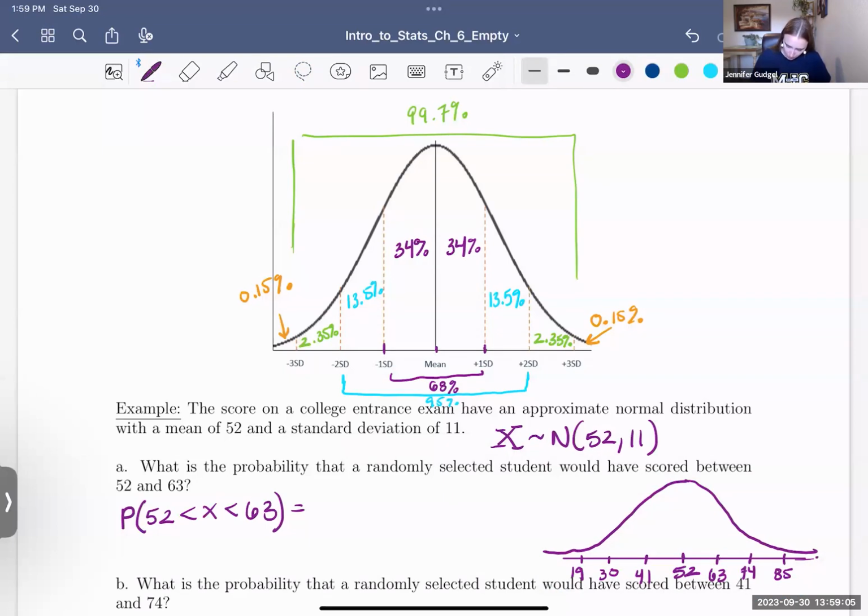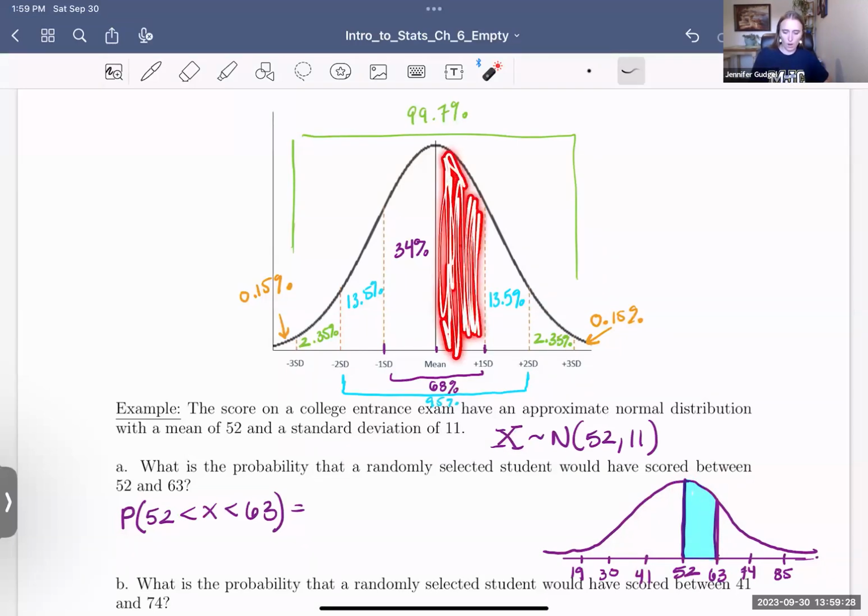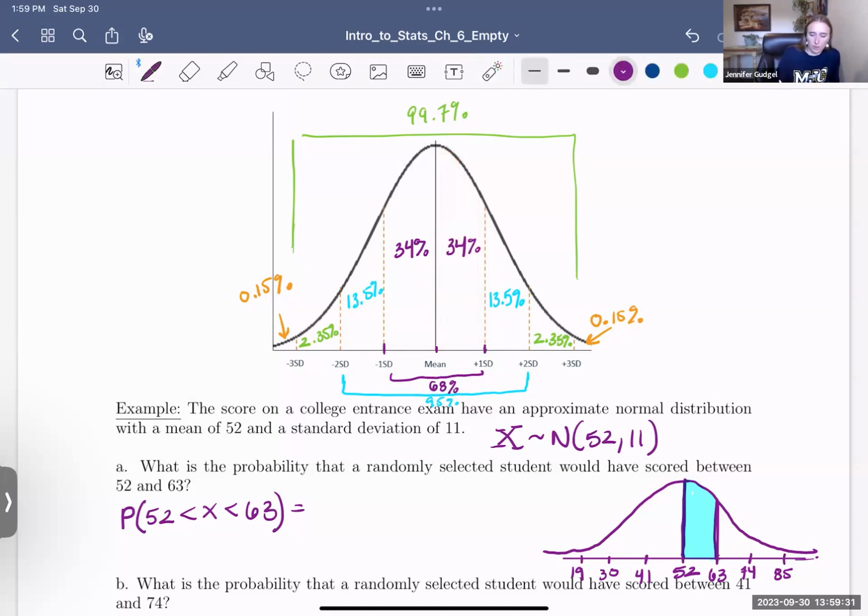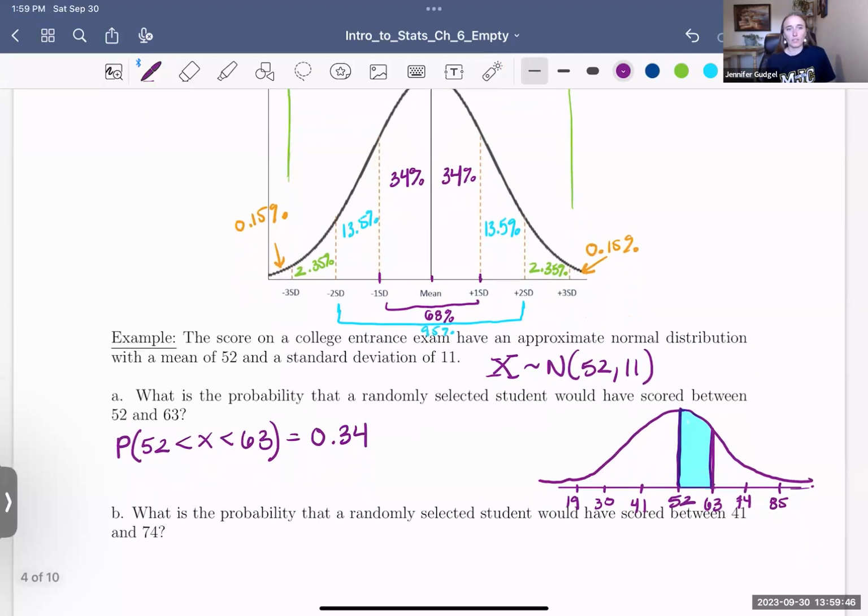All right, so 52 to 63. This is the area that would correspond to that probability. If I look at my breakdown, that's not the 68%, right? 68 was one standard deviation on each side. It's only half of that. It's just this right-hand piece here, this one little section, all right? And that corresponds to 0.34, half of that 68%, or 34%, which again, when we write our answers for probabilities, we like to write them as the decimal value. That's how any calculator will give you that value. All right, let's look at another one.